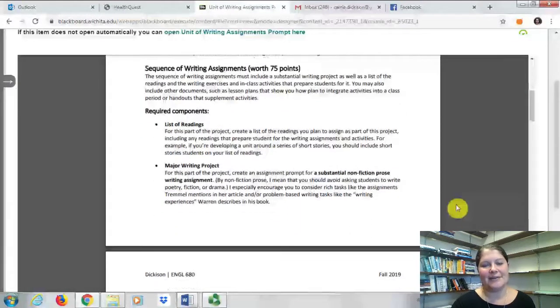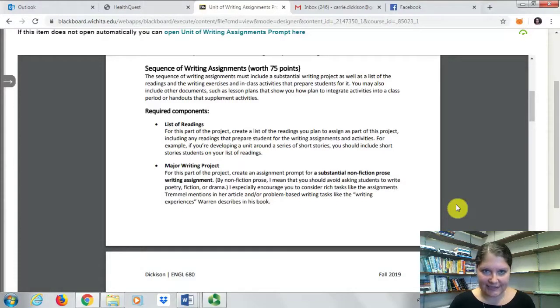Okay, the next component, which is probably the biggest part of this project and the one that will take you the most time, is the sequence of writing assignments. So the sequence of writing assignments should include 4 things. The first thing that it should include is a list of readings. So that will be any readings that you plan to assign as part of this project, including readings that prepare students for the writing assignments and activities.